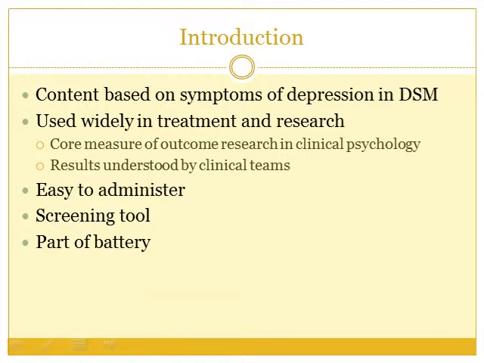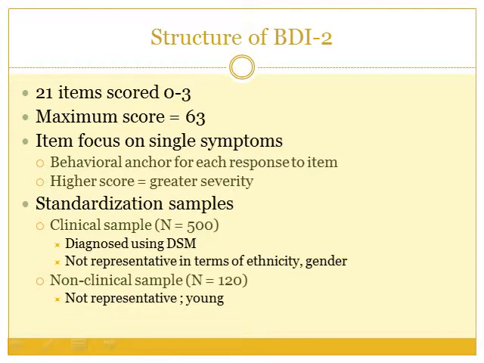It is useful as a screening measure and as part of a comprehensive battery. When used in a battery, it can help confirm a DSM-4 diagnosis of depression that is hinted at in other test findings or in a clinical interview. The BDI-2 is comprised of 21 items scored from 0 to 3, and it sums to a maximum of 63. The higher the score, the greater the severity of depression.